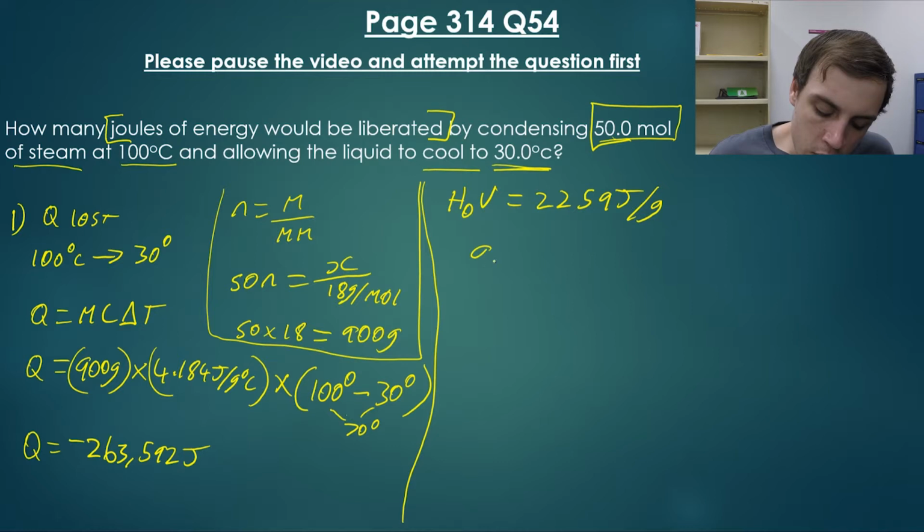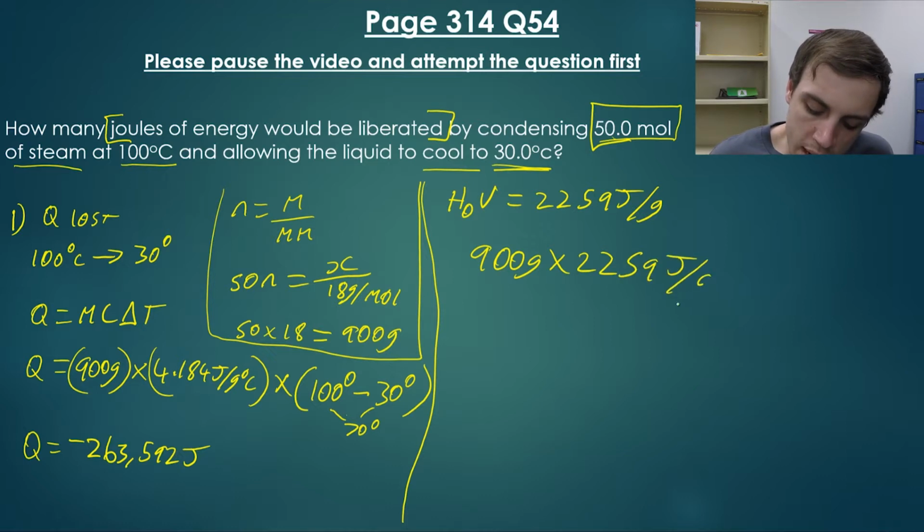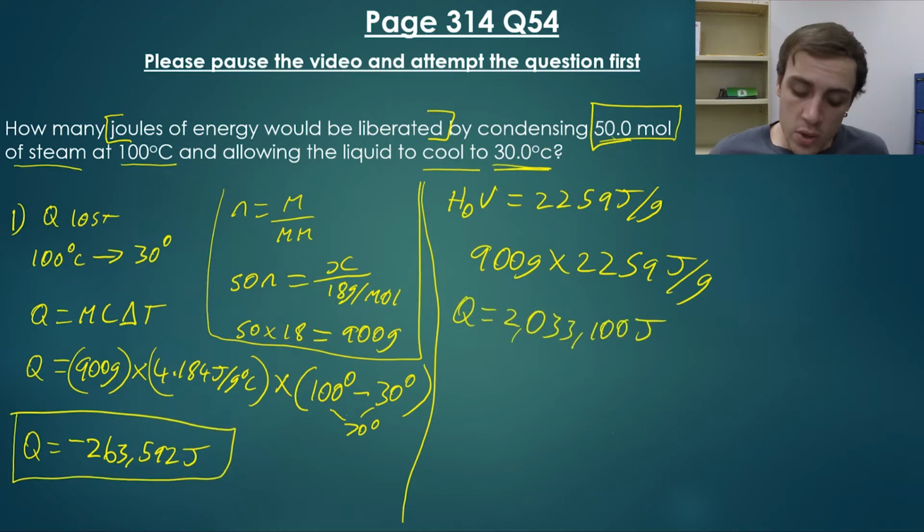So we have 900 grams multiplied by 2,259 joules per gram, which means the overall heat released by condensing the steam back to a liquid stage. So that's going to give us a total heat value of 2,033,100 joules.